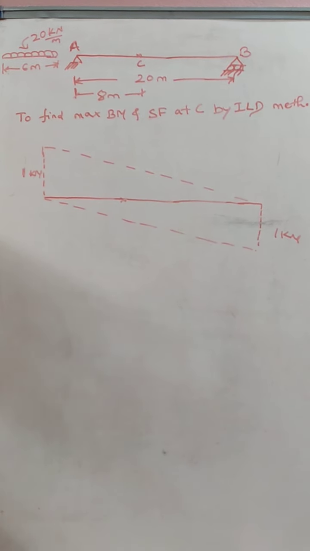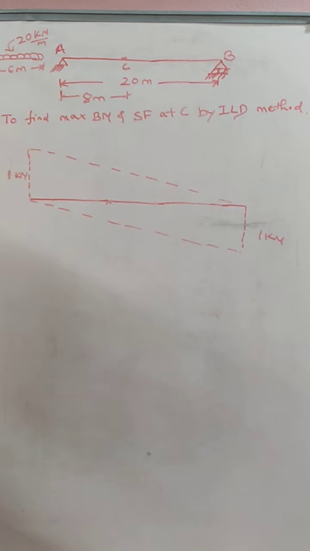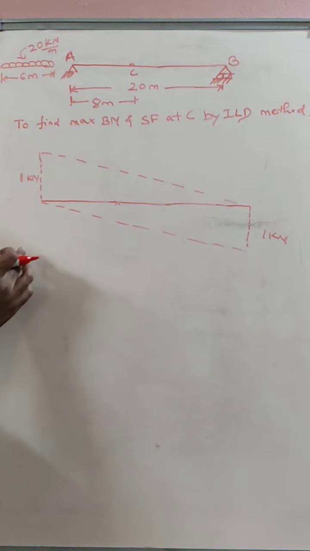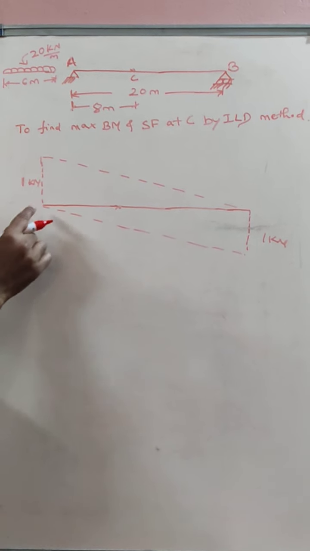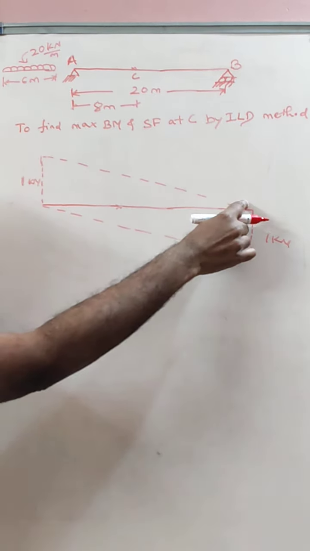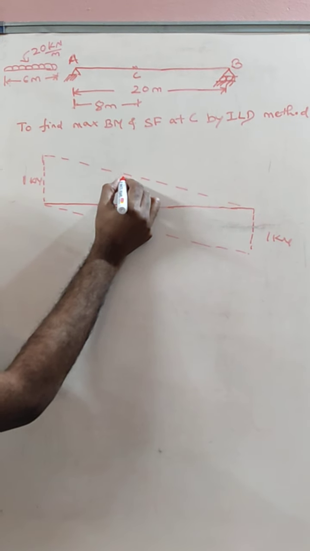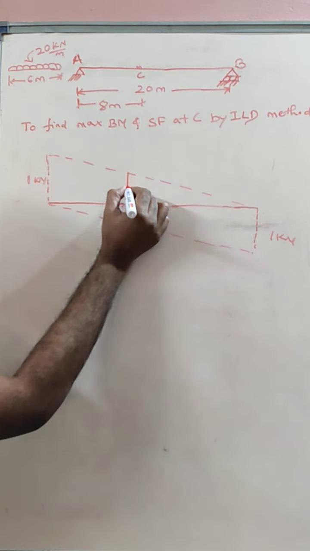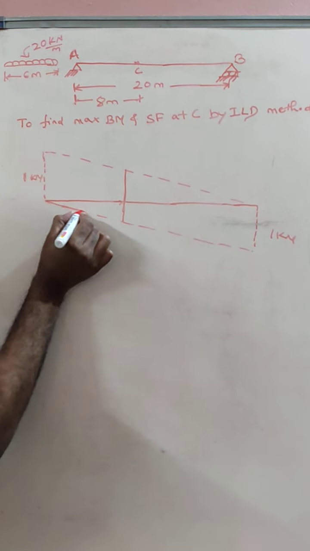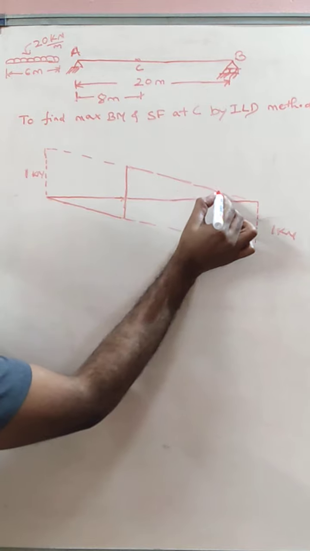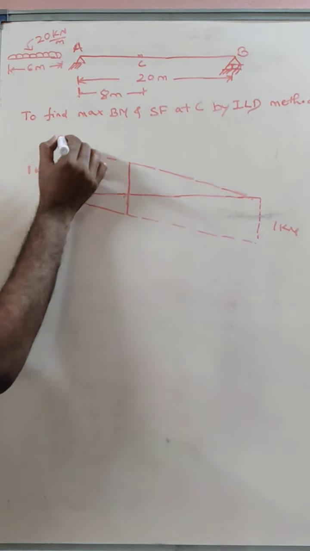Now let us find out the maximum shear force using the influence line diagram. For that, we have to draw the influence line diagram for shear force at C. That is very simple. Erect 1 kilonewton here. It means this is 20 meters. Section C is here. Cut this. Darken this, and then darken this. So this you know already, we have done it. This is the influence line diagram for shear force at C.